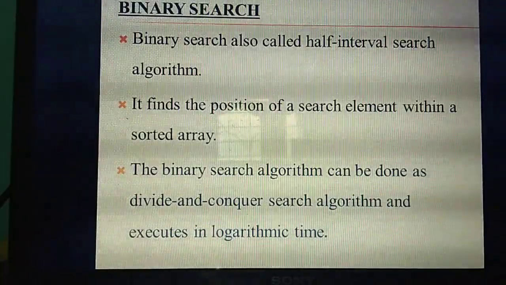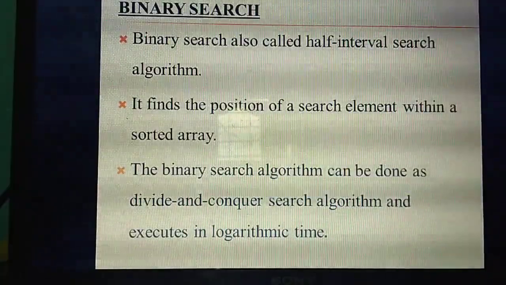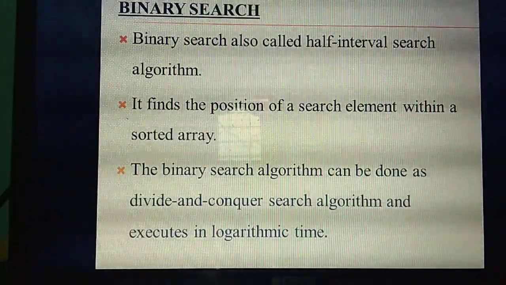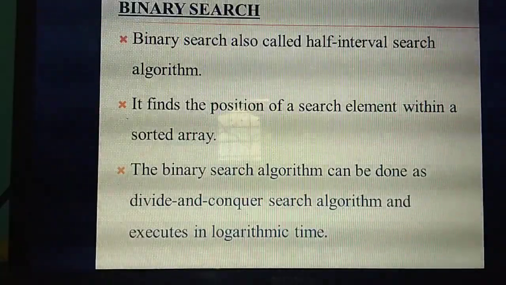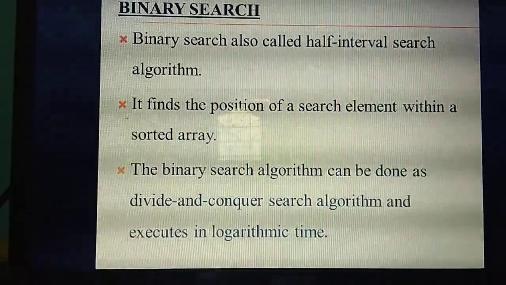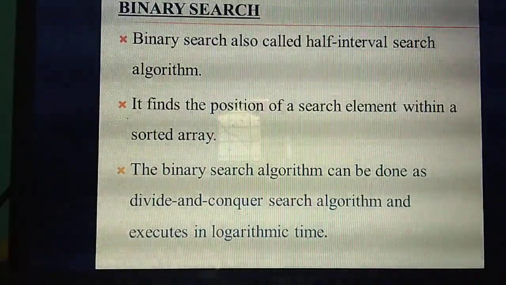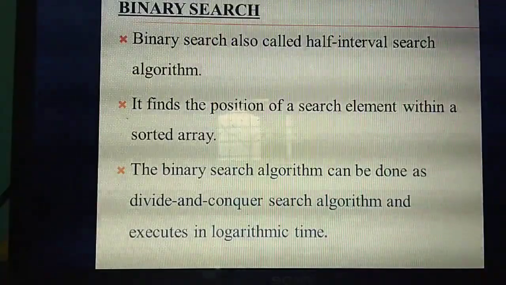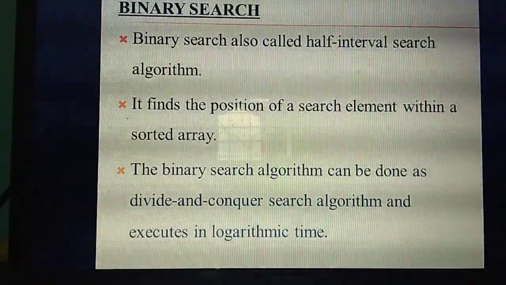This search algorithm is done based on one method called divide and conquer. Which method do we use in the binary search algorithm? Divide and conquer. Divide and conquer means you split an array into two equal parts. Understand? This binary search algorithm is very important. It was asked 2 or 3 times in the quarterly exam, and in the half-yearly exam they also asked this question.